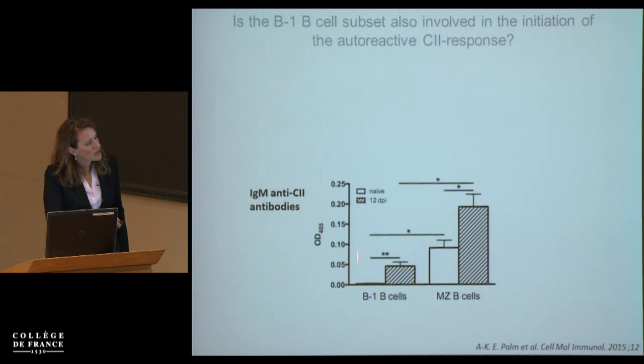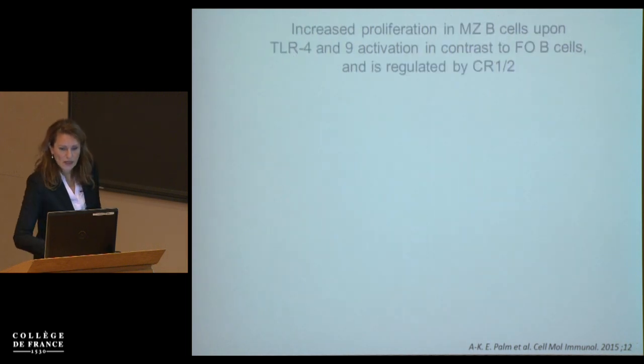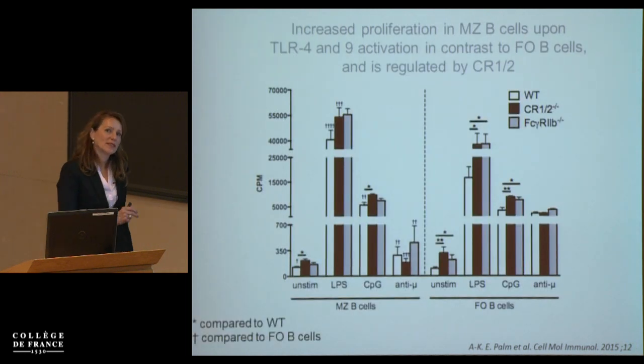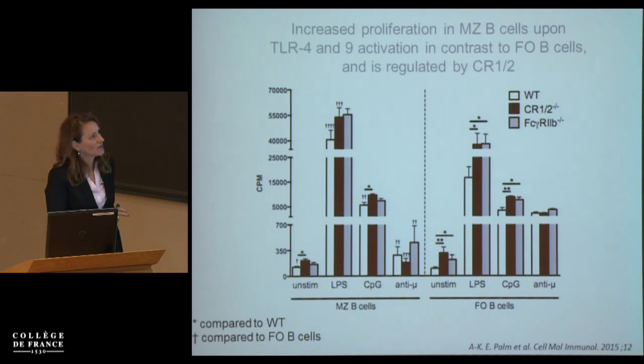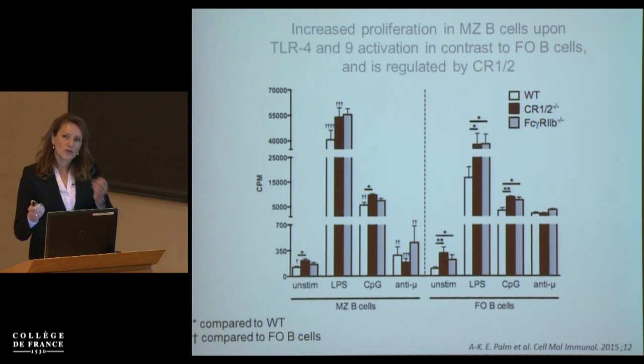But after immunization, okay, they produce some IgM anti-collagen antibodies. And this should be compared with these marginal B cells, which have this self-reactivity from the beginning in naive mice, which is then increased after immunization. So it seems like the B1 B cells are not involved in this self-reactivity, at least in this initial self-reactivity to collagen.